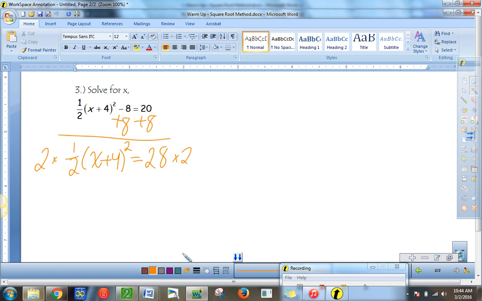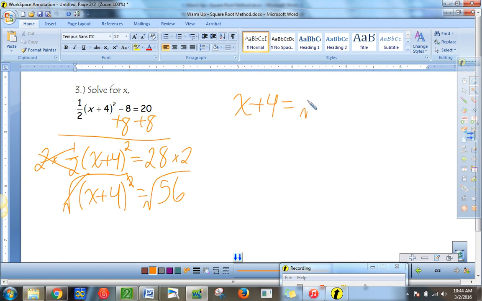Does this go right here? No, you're good. So these go away. Get rid of that, and then you have 56. Which one does it go in? x plus 4 squared equals 56. Square root it. Because the square root of a square does what? It gets rid of the square. And then you get x plus 4 equals square root of 56.